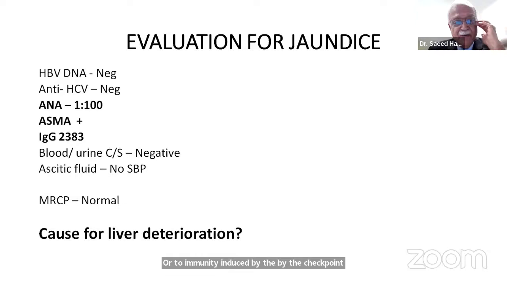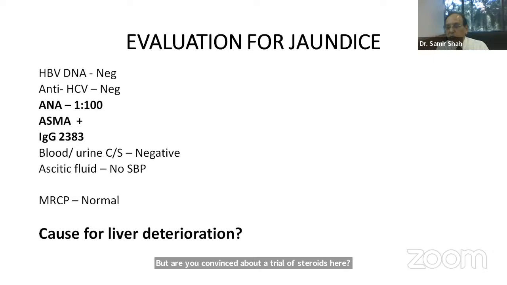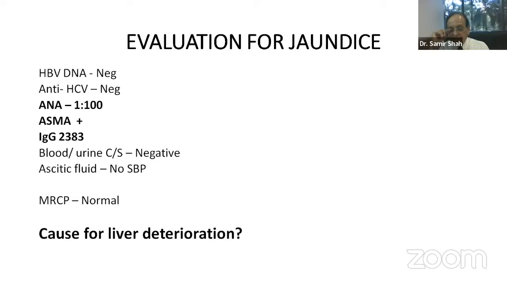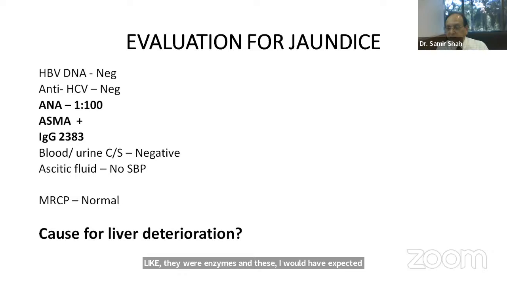Stopping the immune therapy would be the first step. But are you convinced about a trial of steroids here? So the way we looked at it, we had no other explanation for the sudden deterioration in these liver enzymes and bilirubin. If the tumor was causing the problems, we would have expected to see tumor involving the bile duct or the portal vein, or an increase in size of the tumor, which was not there. An anti-smooth muscle antibody along with the IgG, which is 2000, is a significant elevation.